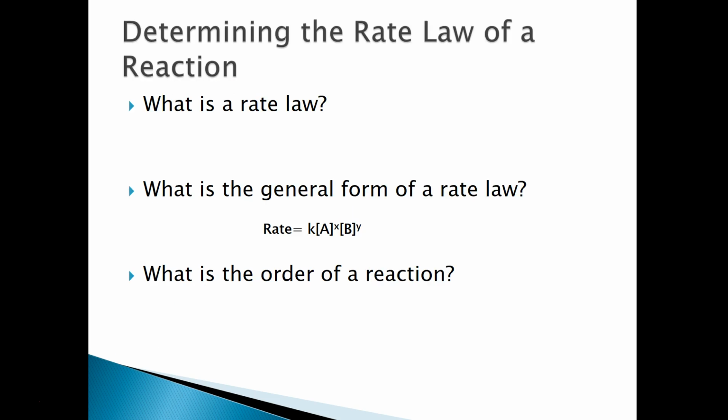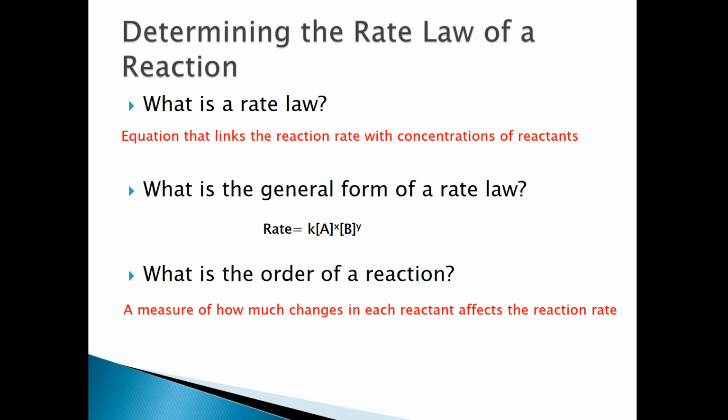All right, so rate laws. A rate law is an equation that links the reaction rate with the concentration of reactants in a reaction. The general form of a rate law is rate equals k times [A] raised to the x power times [B] raised to the y. We'll talk about what all those factors mean on the next slide. The order of a reaction is a measure of how changes in each reactant will affect the rate of that reaction.